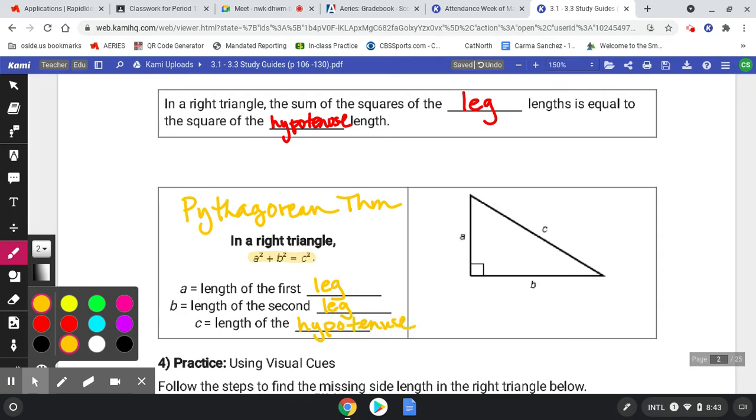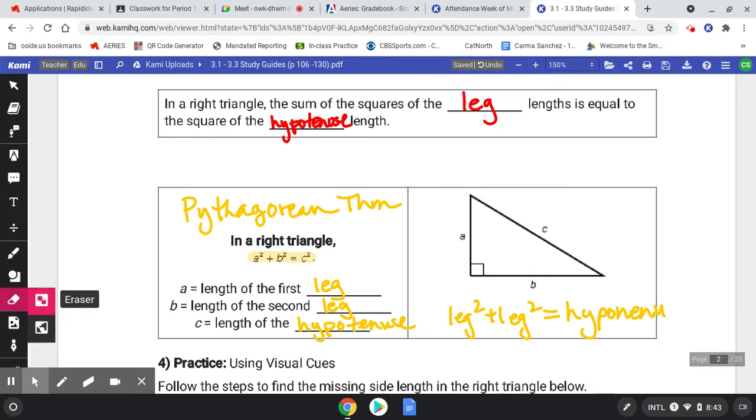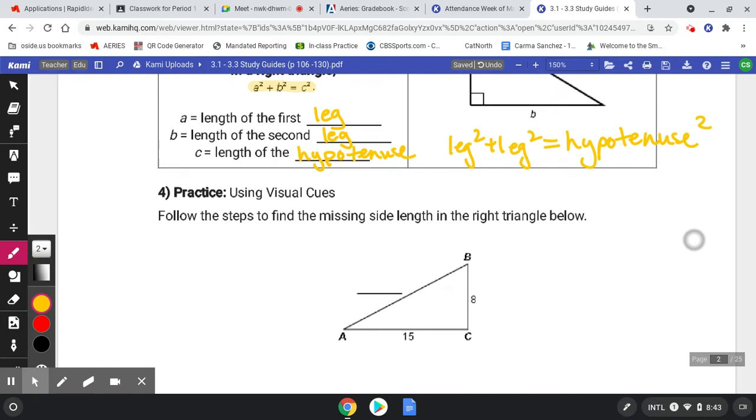The formula we actually expect you to use in high school instead of a squared plus b squared equals c squared is leg squared plus leg squared equals hypotenuse squared. Hypotenuse. How about I spell this correctly? Okay, so instead of having to rely on the fact that something's called a, b, and c, we just know that whatever the two legs are, the sum of those squares equals the hypotenuse squared. Okay, let's go do some examples.